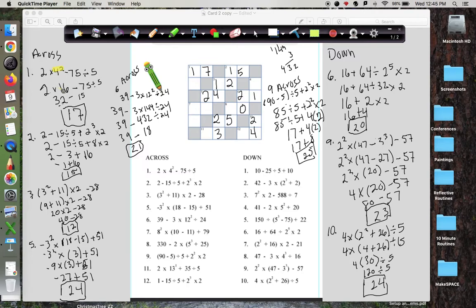So that was 16. On this step, the next thing to do is multiplication, so that's right here. I also combined steps. I did 75 divided by 5, and that's 15. And then 32 minus 15 is 17, and I put it right there.